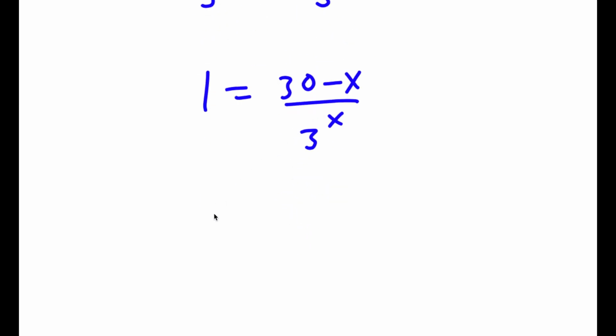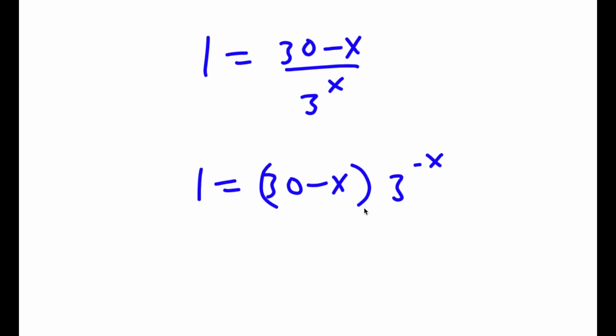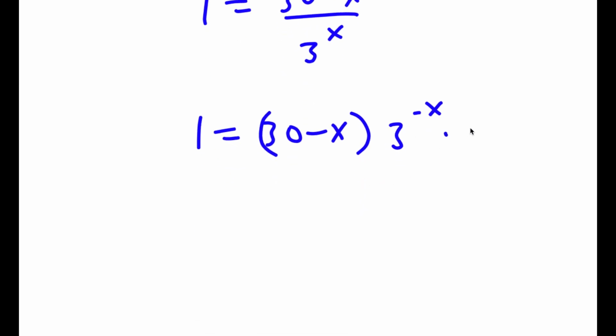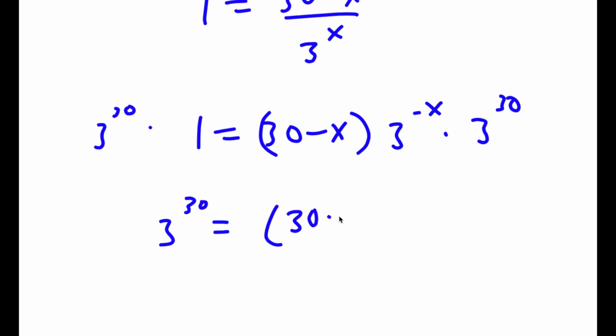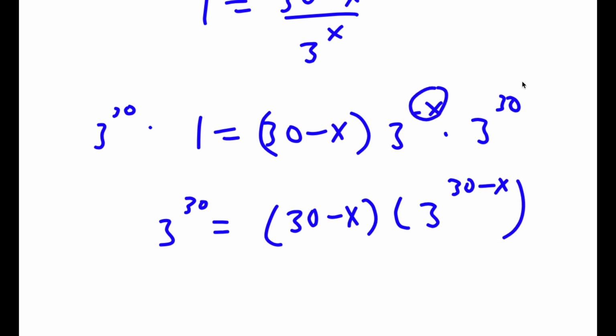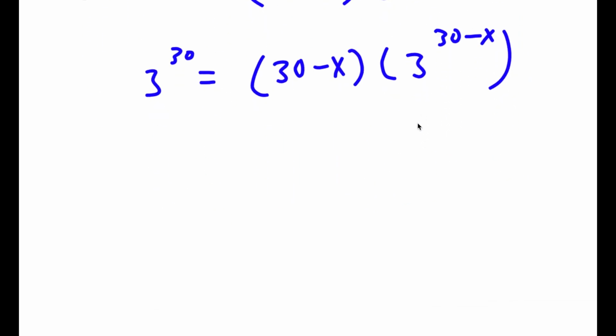Now I can also rewrite this as (30 minus x) times 3 to the power of negative x. So now I'm going to multiply both sides by 3 to the power of 30. So now I have 3 to the power of 30 is equal to (30 minus x) times 3 to the power of negative x times 3 to the power of 30. That's going to equal (30 minus x) times 3 to the power of 30 minus x, because these two exponents simply add with each other.